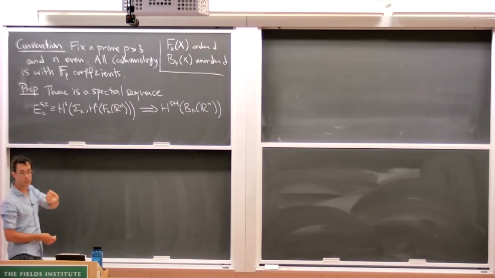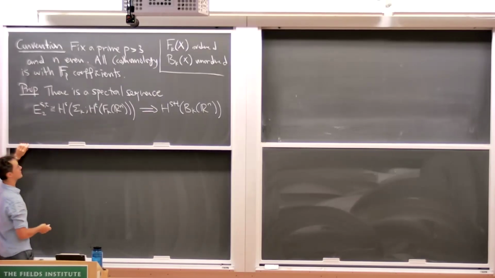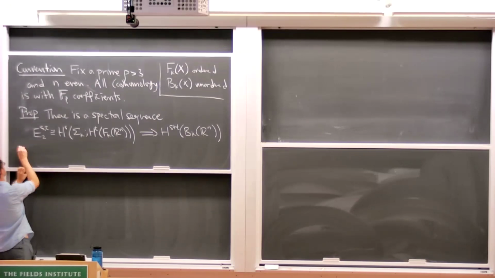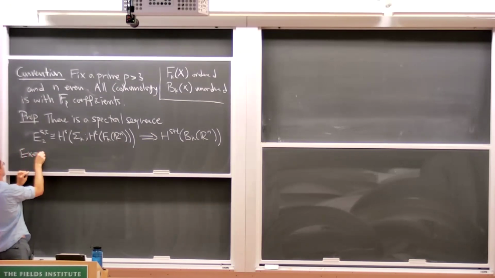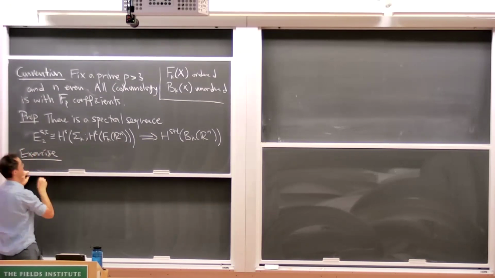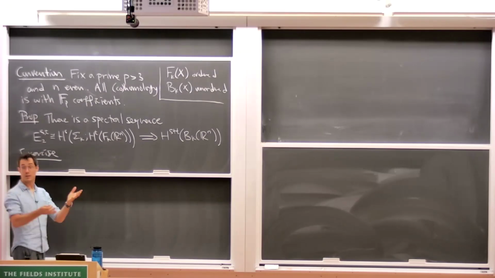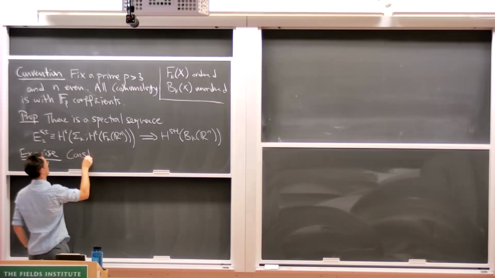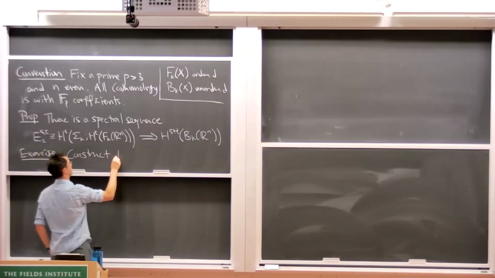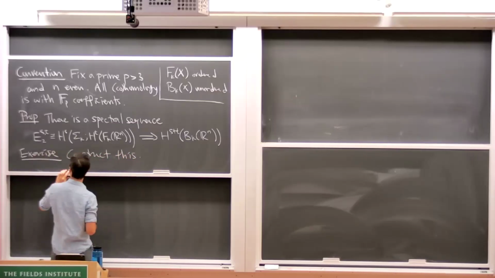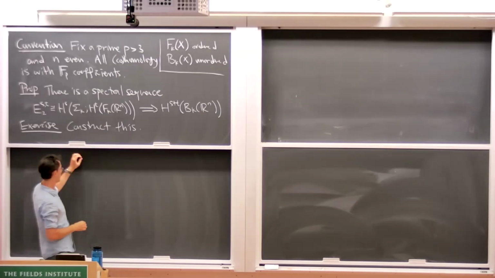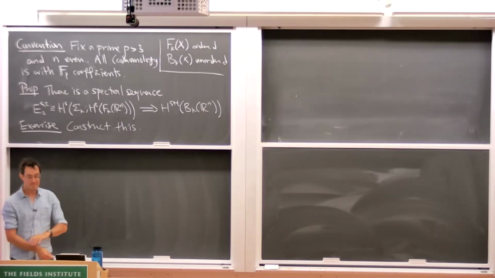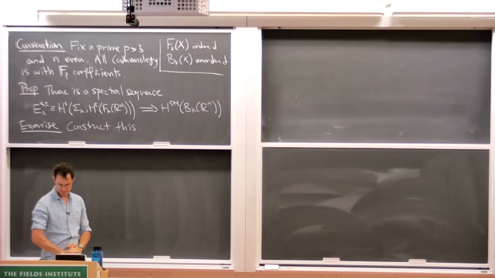Okay, so this is our tool. An exercise, if you know about the Serre spectral sequence, is to prove this, construct it as an instance of the Serre spectral sequence. It's not the one that you would think of first. It's the one you think of second.